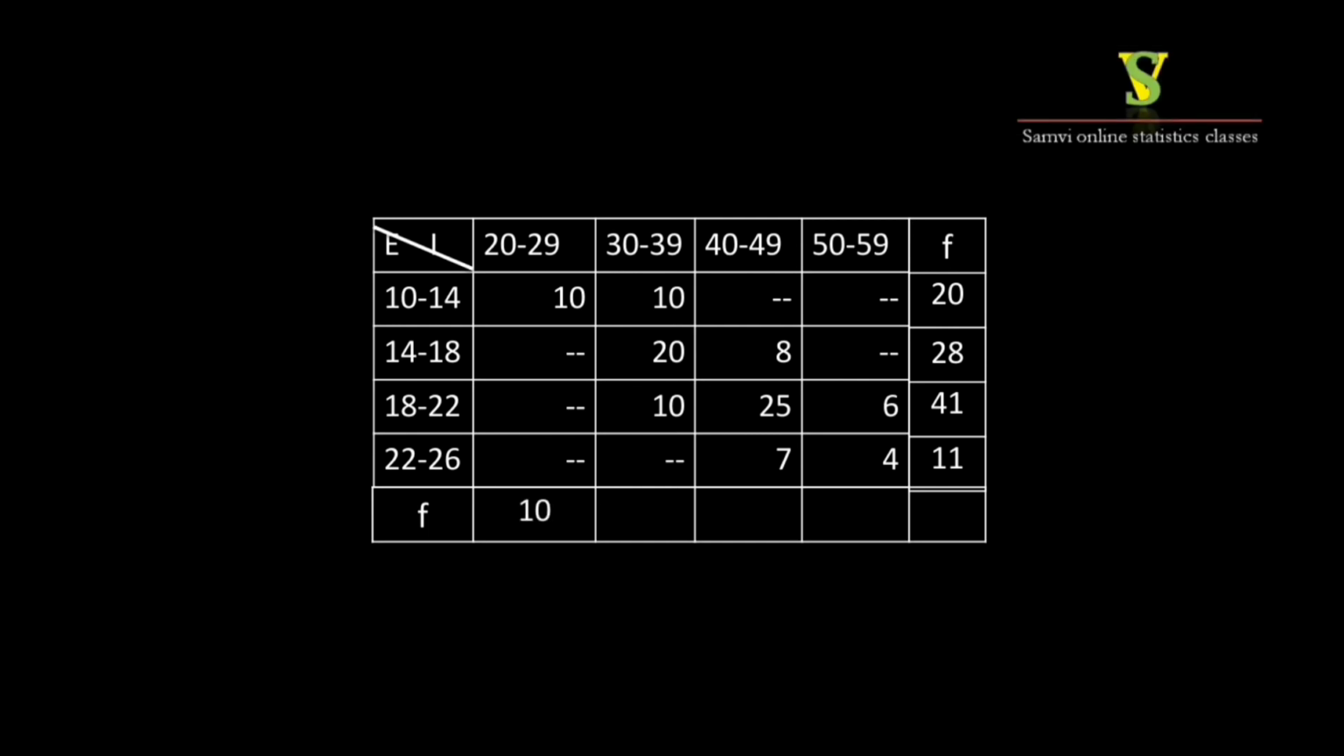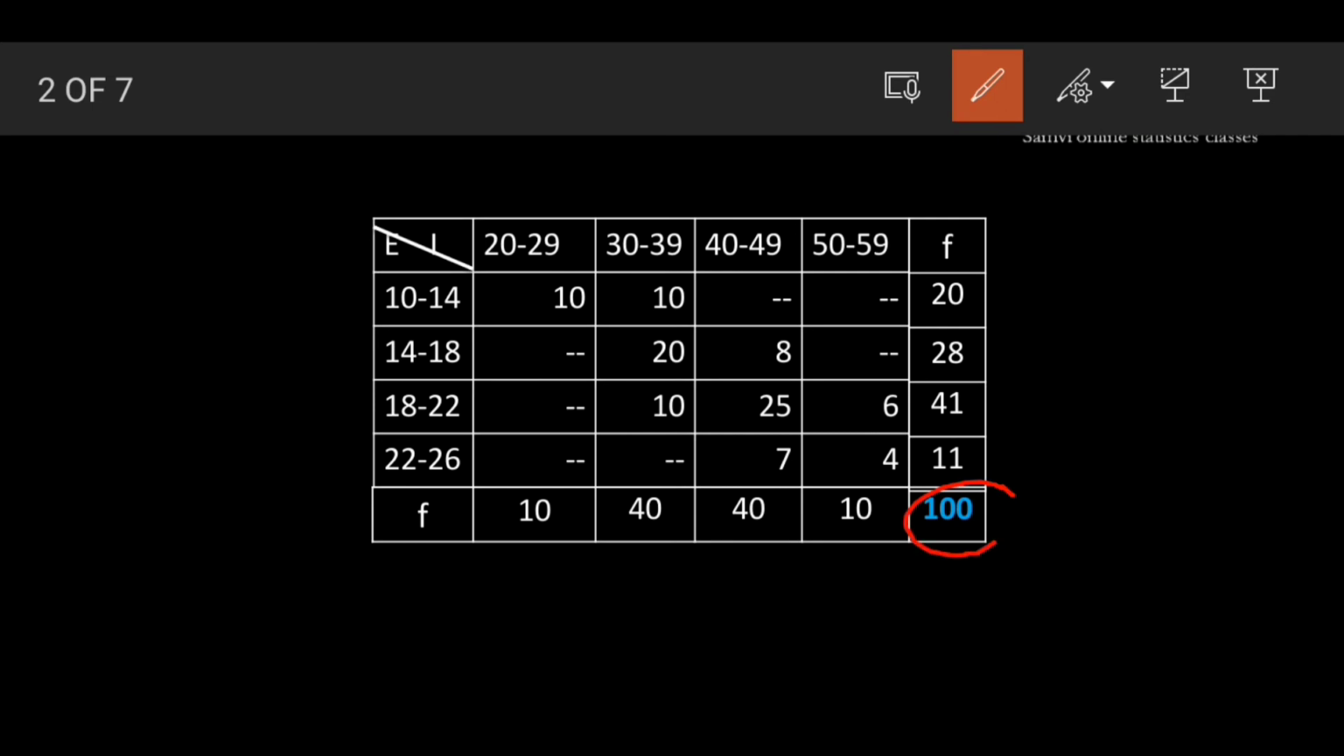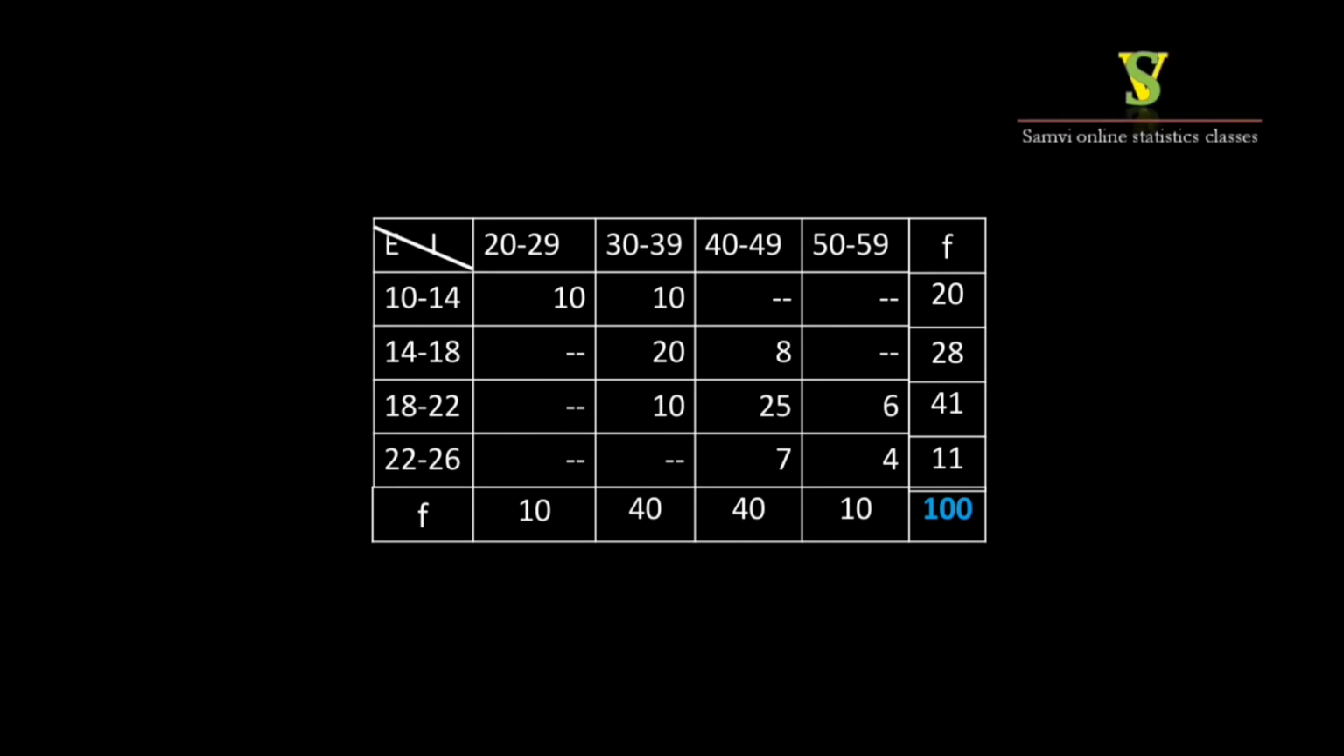And the second one is 10 plus 20 plus 10, we'll get 40. 8 plus 25 plus 7 will get 40. 6 plus 4 will get 10. Now you have to take the grand total row wise as well as column wise. So the grand total here is 100. This is nothing but n. This grand total is also known as n. Understood? So once we calculated f, the next step is finding x.